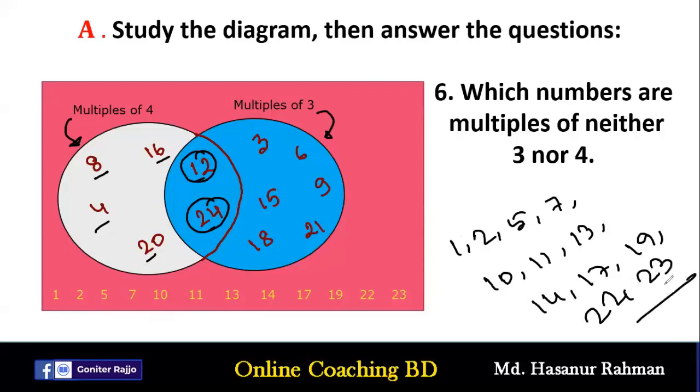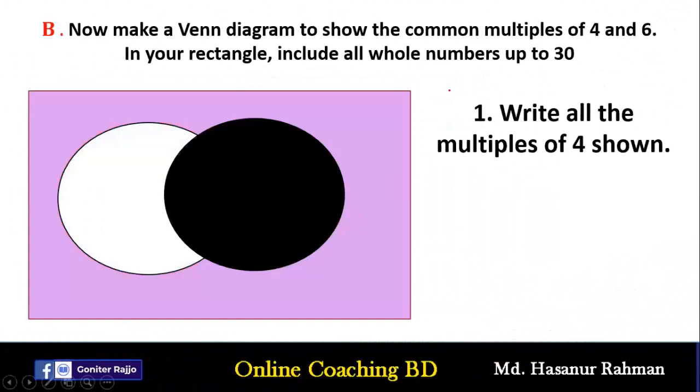These numbers are neither multiples of 3 nor 4. Very simple. Now let's go to our next question, number B. Number B says, now make a Venn diagram to show the common multiples of 4 and 6 in your rectangle. Include all whole numbers up to 30.